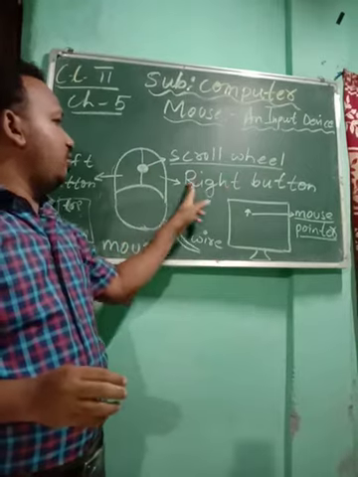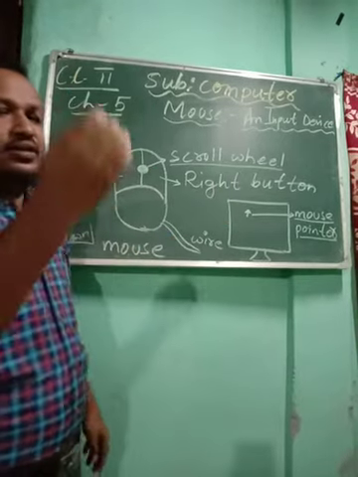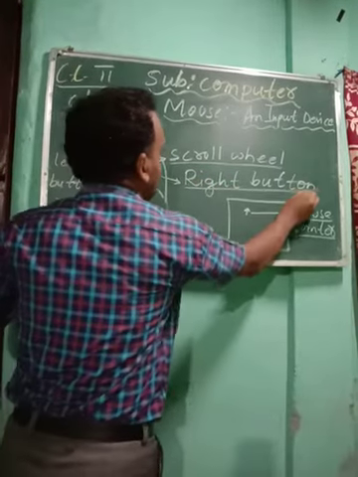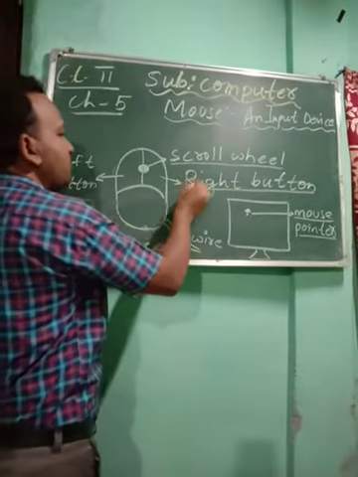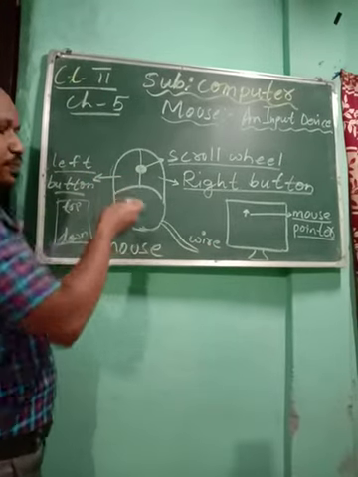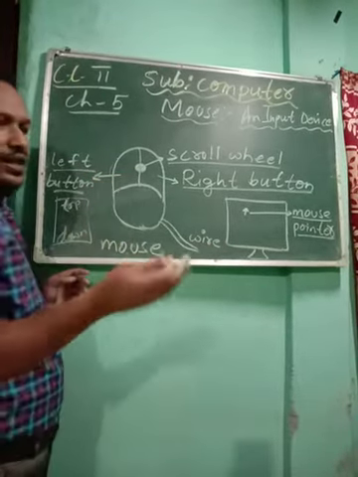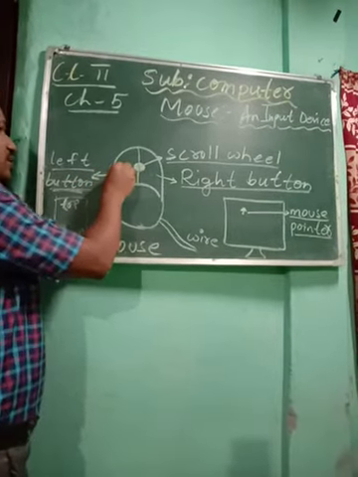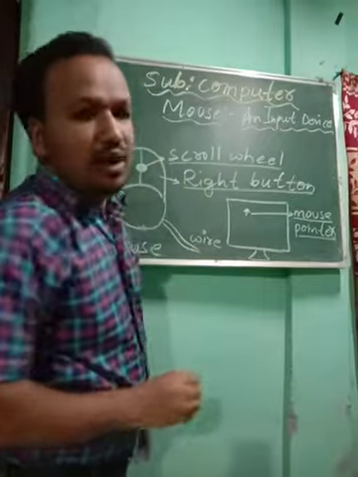Okay, this is your right click on the right hand side. On the right hand side, you will have a right button. When you want a right click, you have to click on the right button. If you have to press left click, you have to press this left button. This is for left click, this is for your right click.